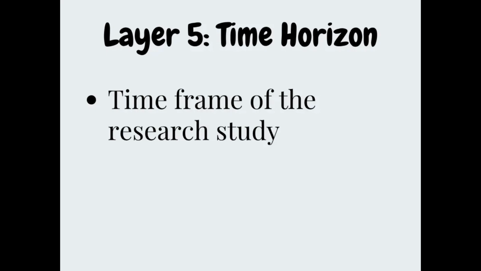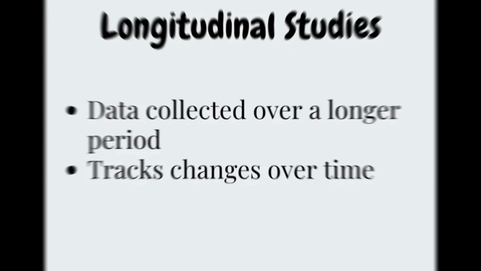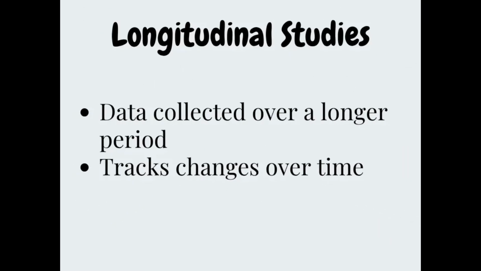This refers to the time frame of your study. There are two main possibilities. The first is cross-sectional research. In cross-sectional studies, data is collected at a single point in time. For example, a one-time survey conducted with participants. The second possibility is longitudinal research. In longitudinal studies, data is collected over an extended period of time. Researchers observe how variables change across months or even years.